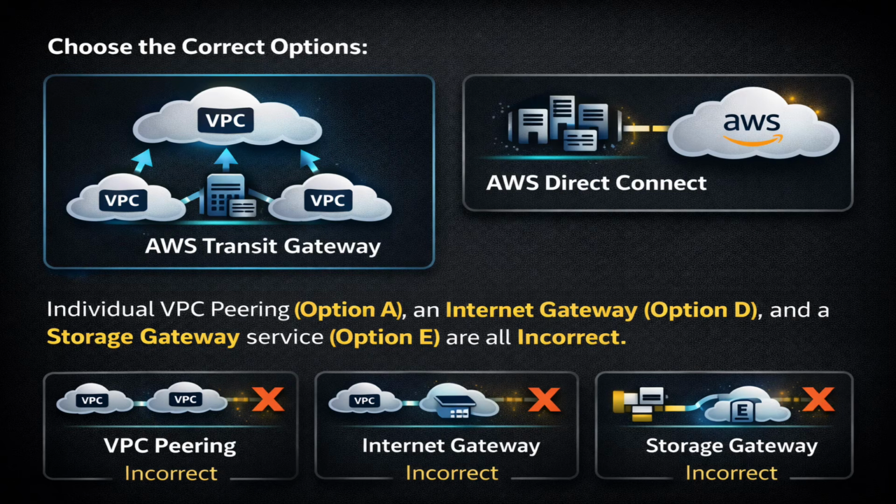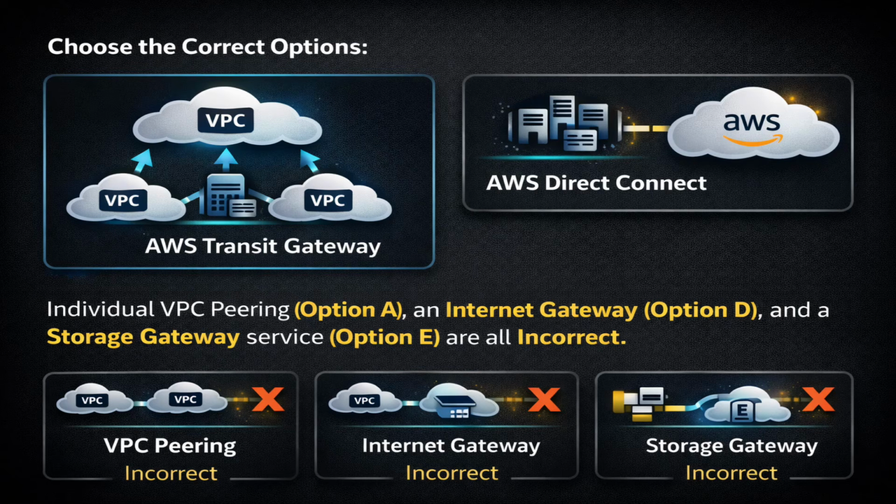AWS Direct Connect provides a dedicated private network connection from your on-premises data center to AWS over a private connection, not through the public internet. When combined with Transit Gateway using a transit virtual interface, Direct Connect enables your on-premises network to reach all VPCs attached to the Transit Gateway through a single connection.